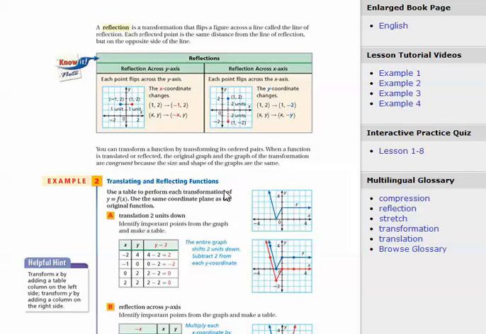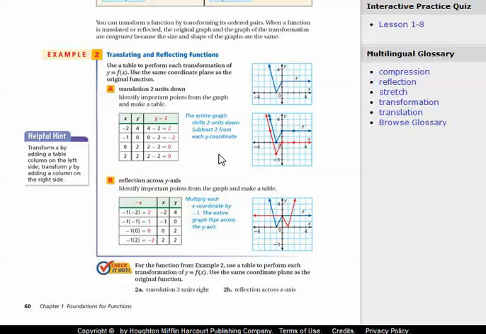So they're going to give you a graph, they're going to give you a function, and you have to be able to figure out what these translations and reflections will do. What they do here is they list a bunch of points, which is fine, but it's maybe a good idea to sketch these out on paper.